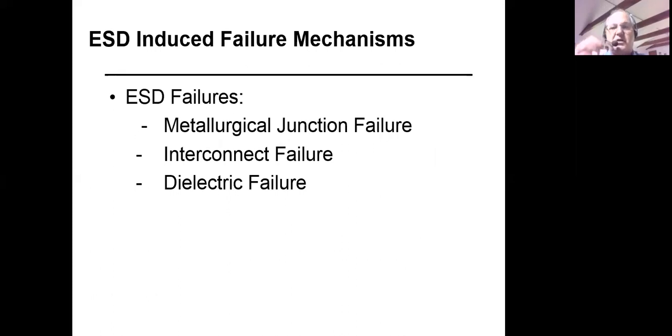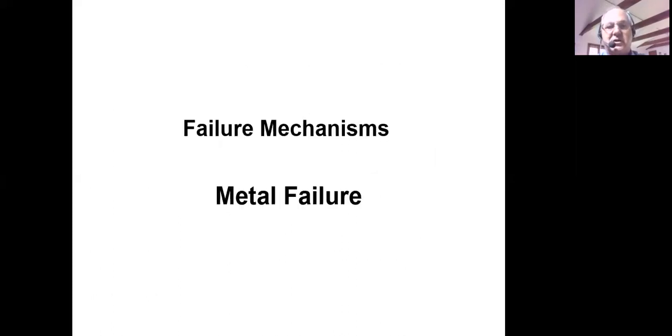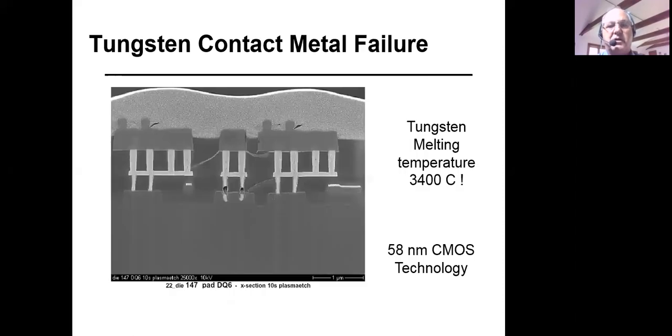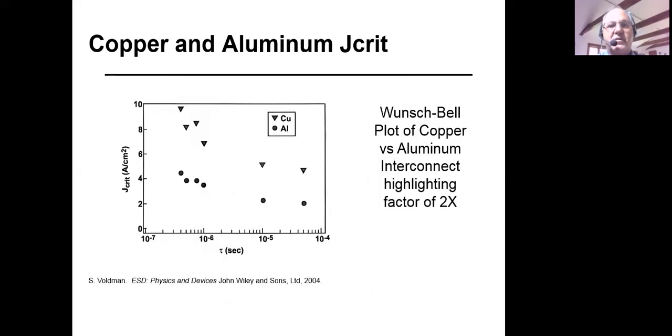Failures are typically metal, interconnects, or dielectrics. Metal failures can look like this, where you're looking at a stacked via where the failure goes right through all the stacked vias. Here's again the picture of the tungsten failure from machine model.